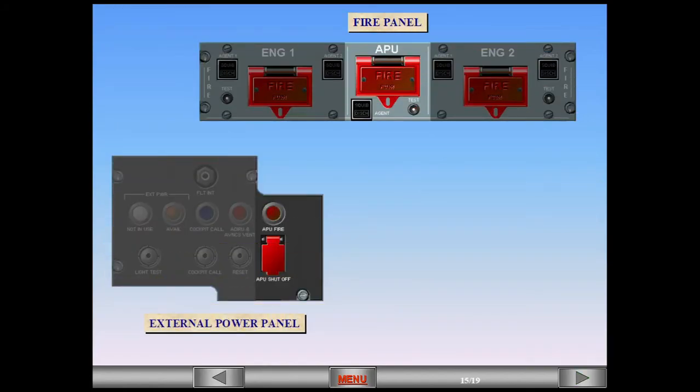An APU emergency shutdown also occurs when the APU shutoff push button on the external power panel is pressed, or when the APU fire push button on the fire panel is pressed. However, in neither case is the fire bottle automatically discharged.